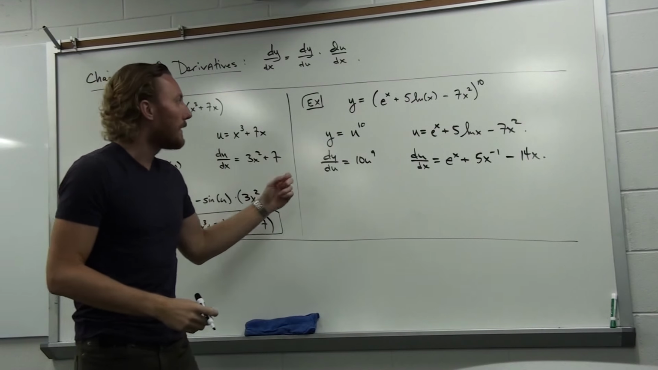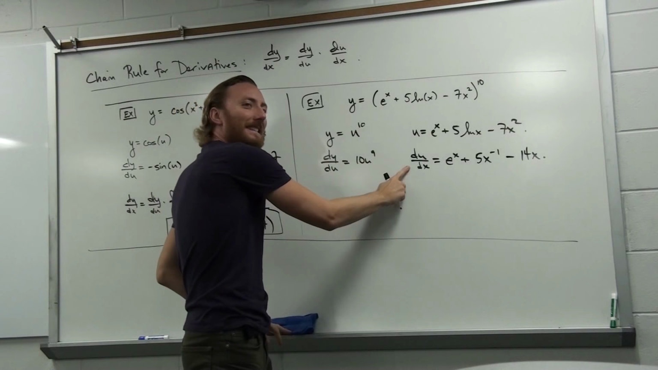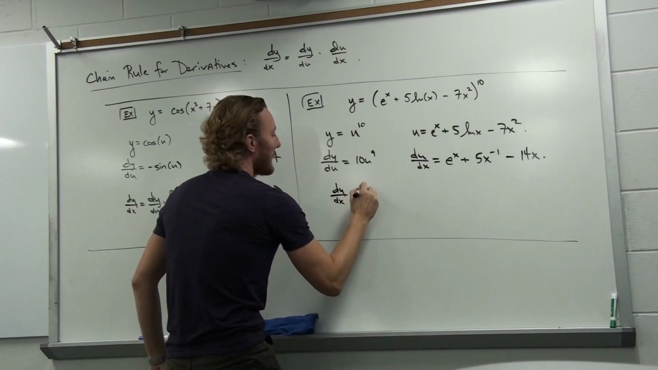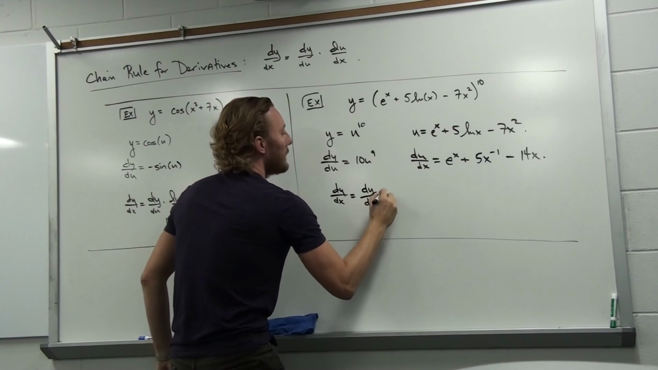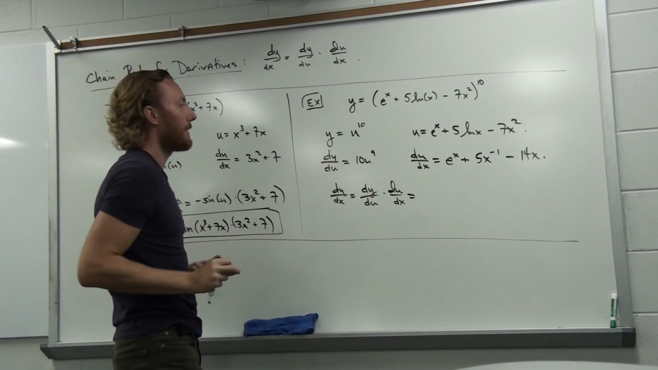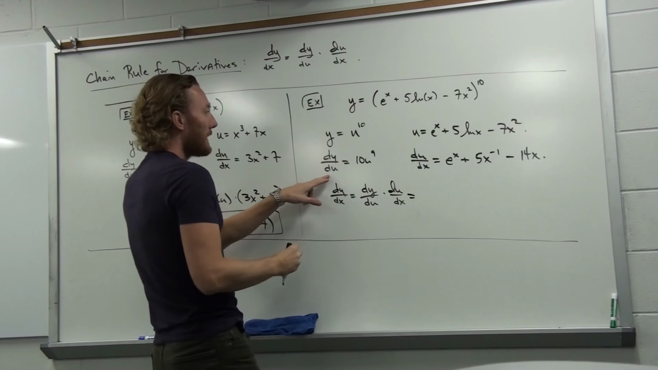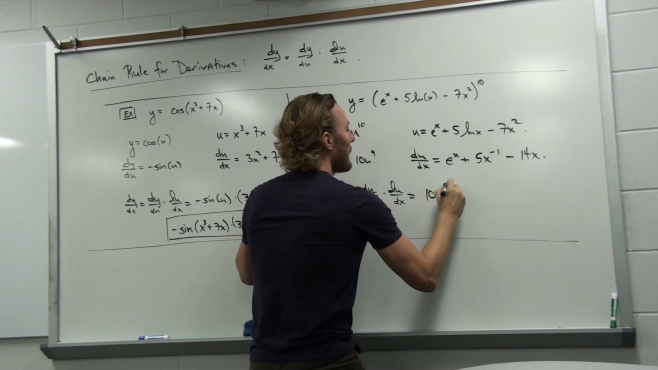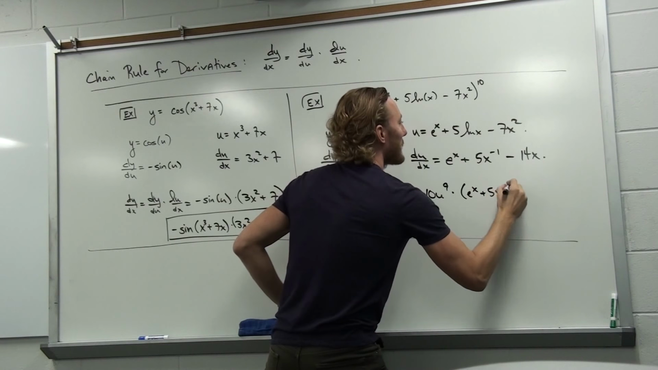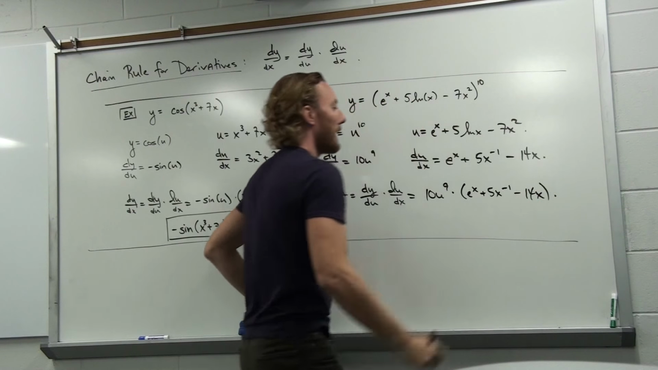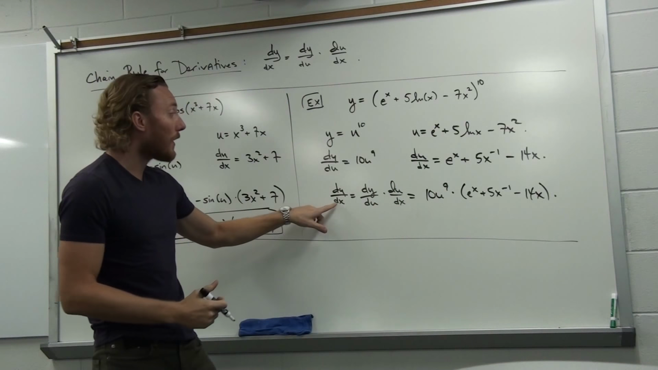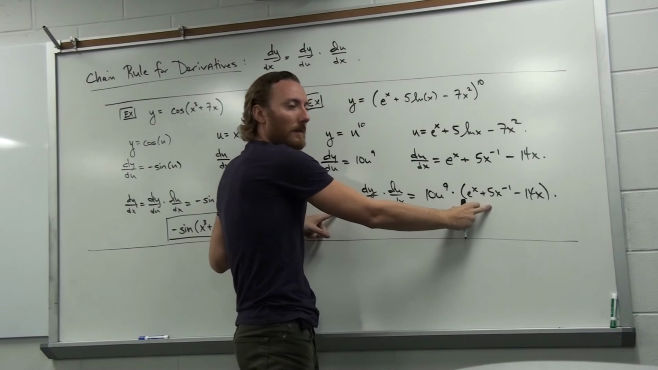But the long story short is we have a dy over du and a du over dx, and we know that the derivative of interest, dy over dx, is just dy over du times du over dx. So, cobbling together these two expressions, dy over du was 10u to the 9th, and du over dx was e to the x plus 5x to the minus 1 minus 14x. And now we don't exactly leave our derivative as such, even though dy over dx is equal to this.